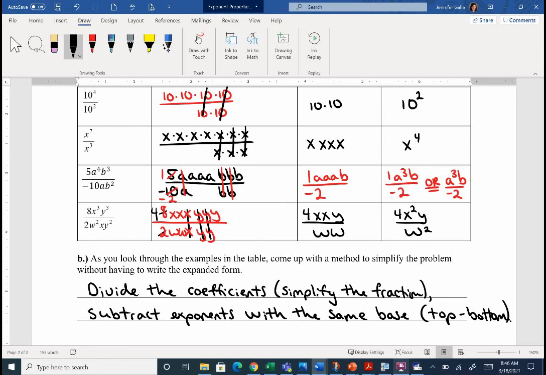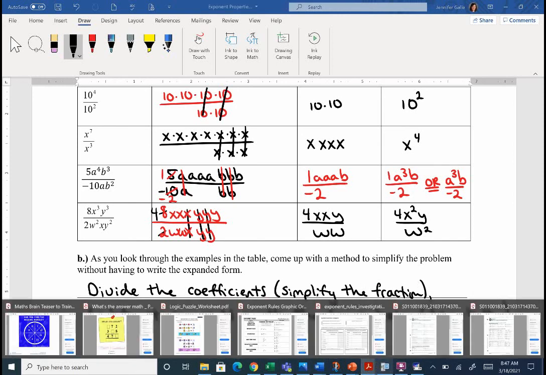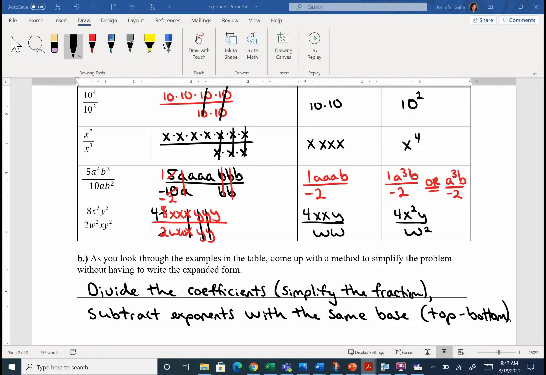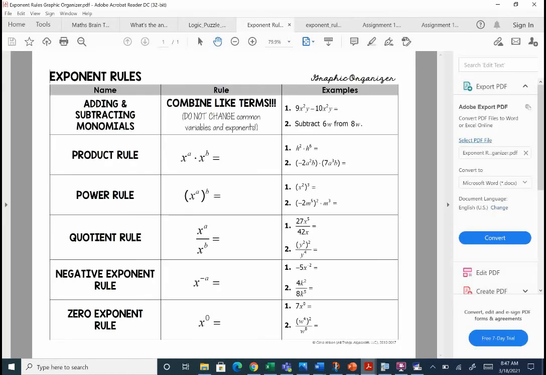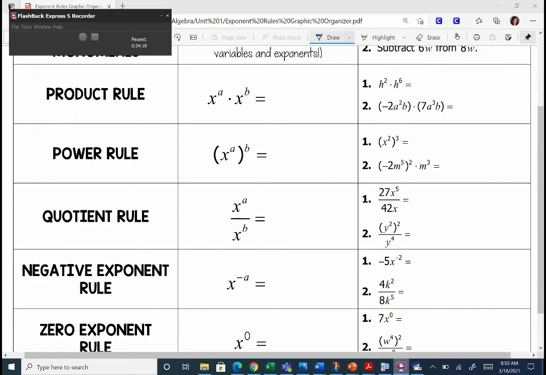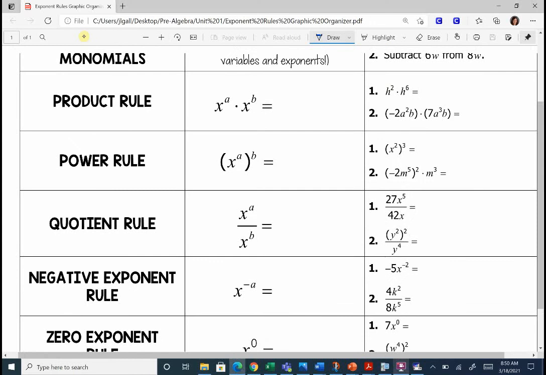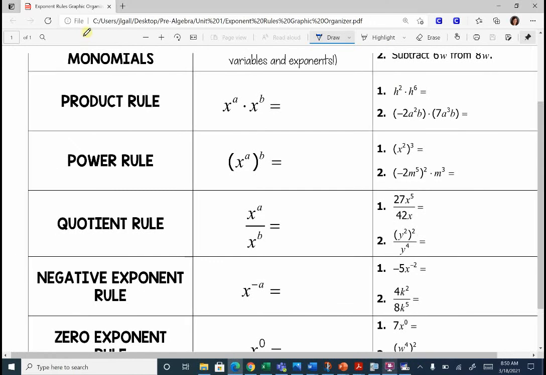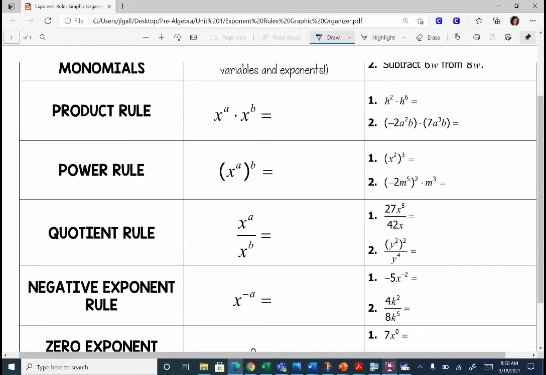So what I want to do, I know we just wrote those three rules. What I want to do today is we're going to just do real quick a little, let me put it up here real quick, and I'm going to pass one out to you. We're going to create one spot for all of our rules. It's not letting me draw. Okay.